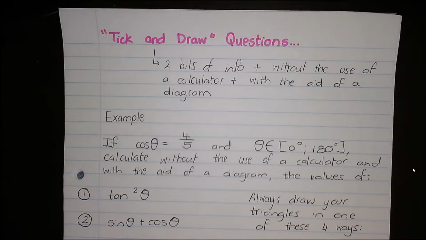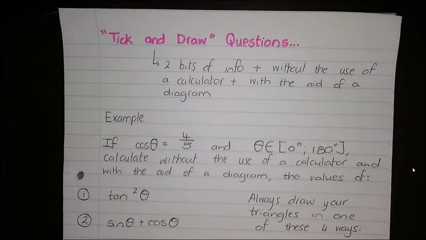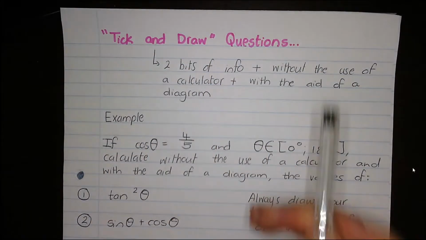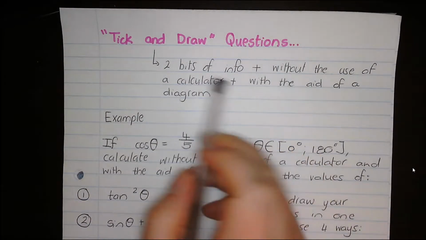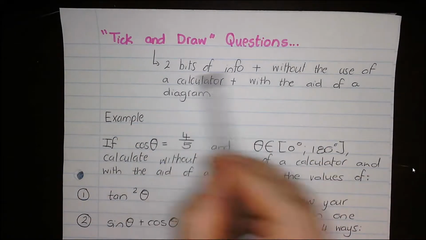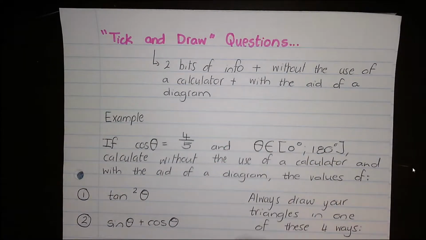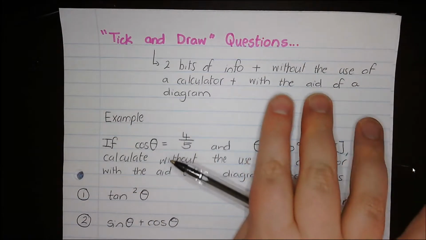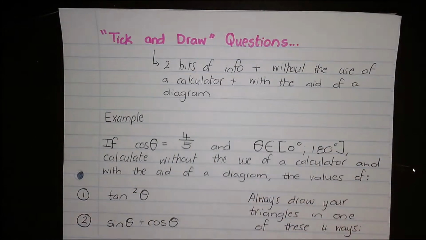In the previous video we had a look at how to do angles in the Cartesian plane for trig, how to identify the quadrant. Now we get to what we call tick and draw questions, and you can identify these if they give you two bits of information and they say without the use of a calculator and with the aid of a diagram. They don't have to give everything of this, but it's often how we ask them.